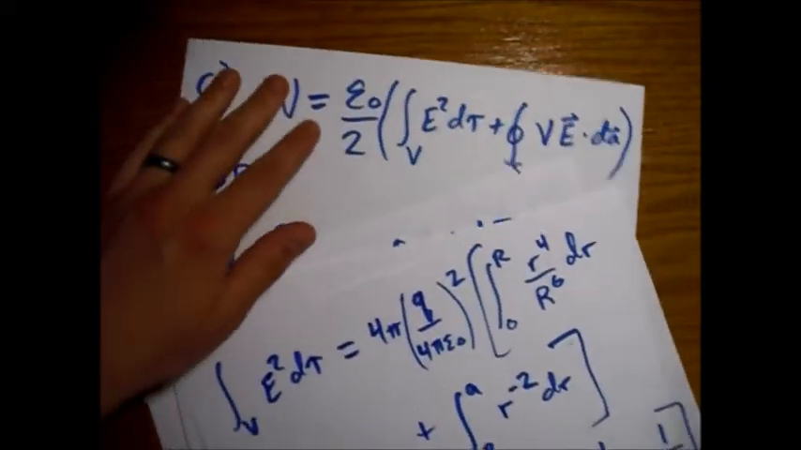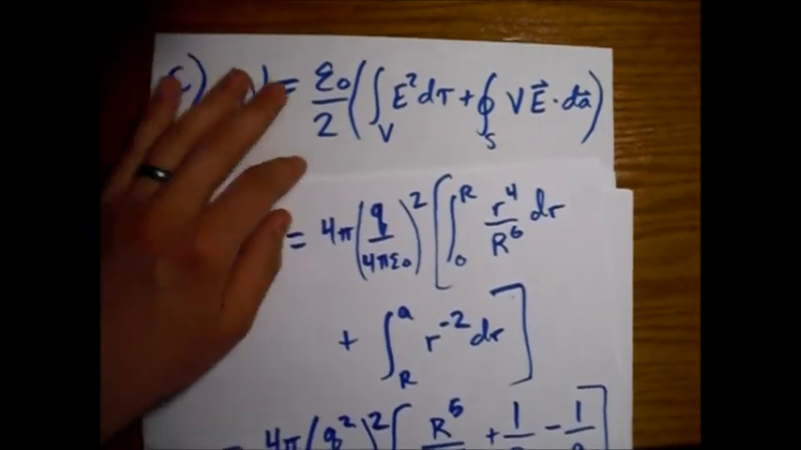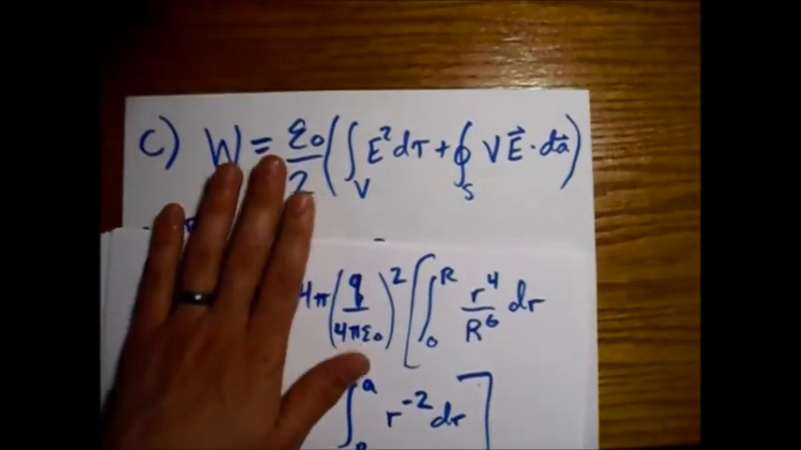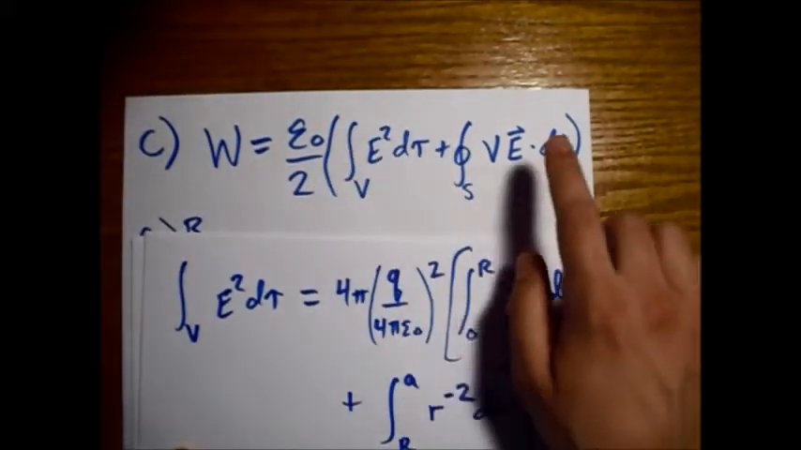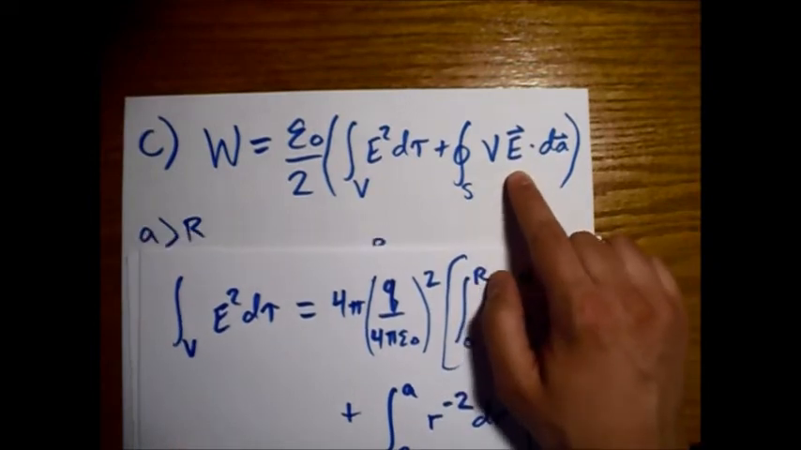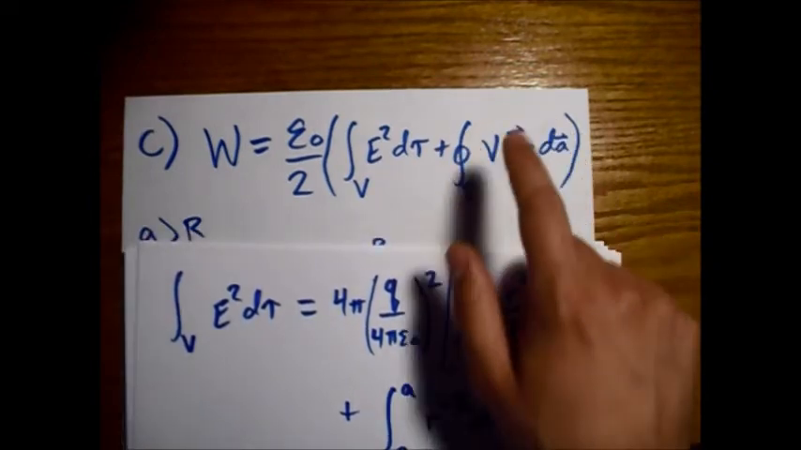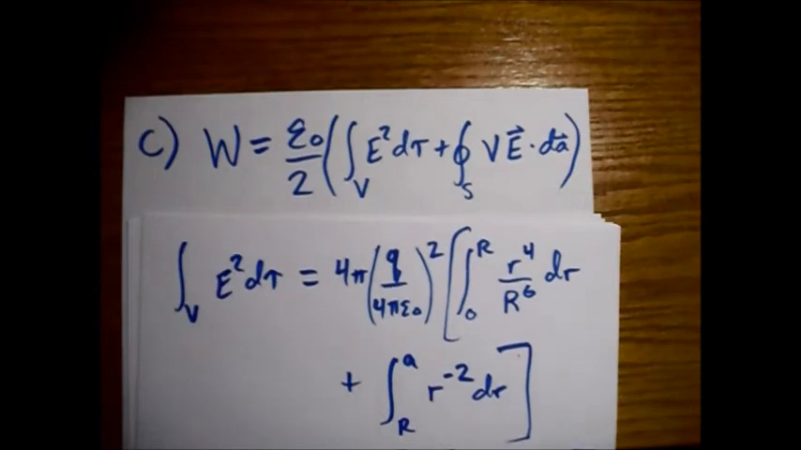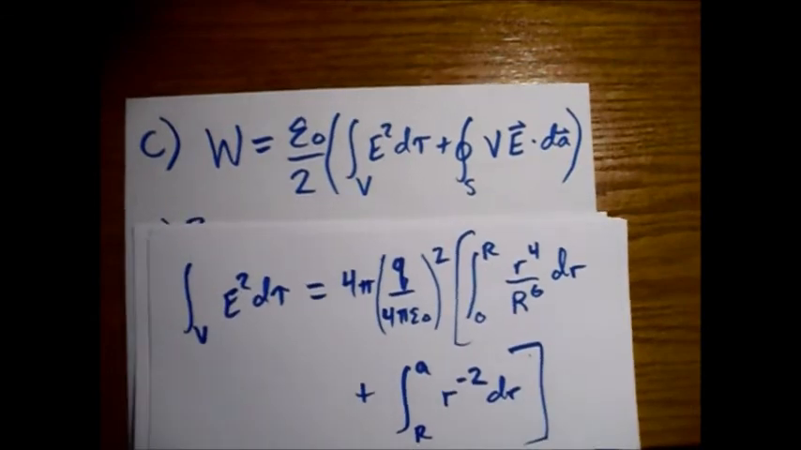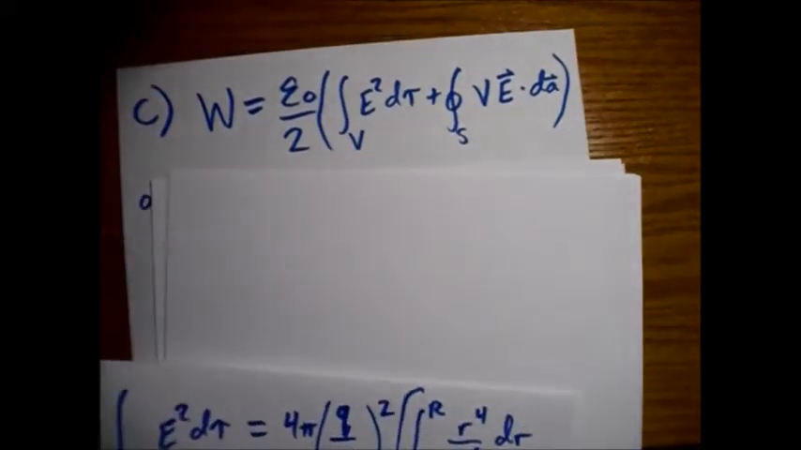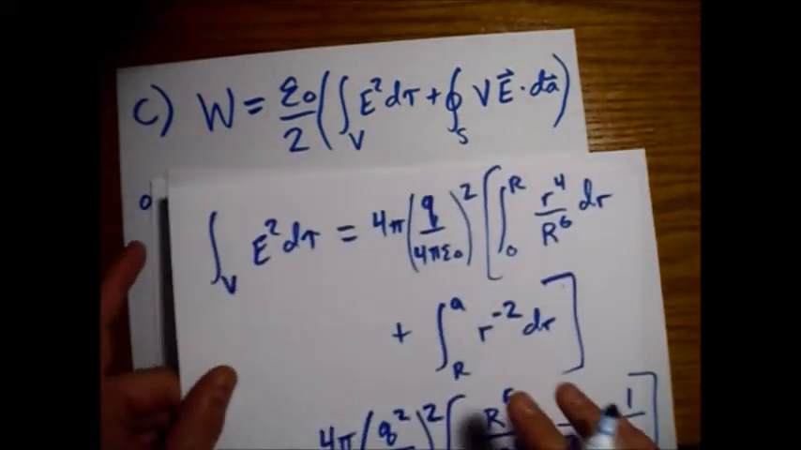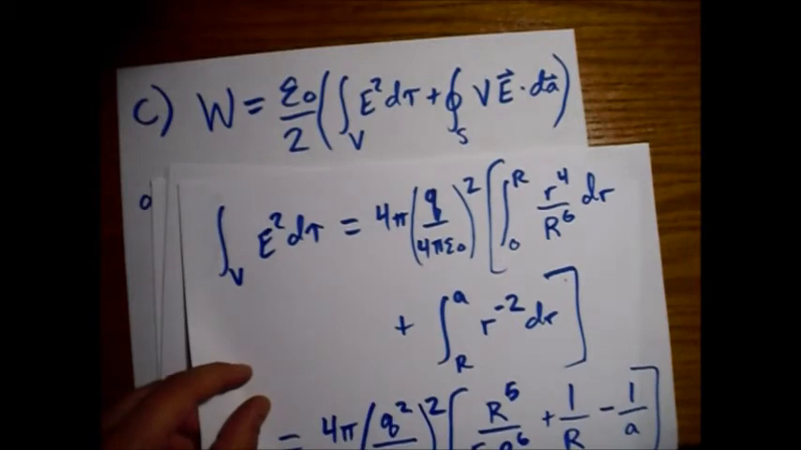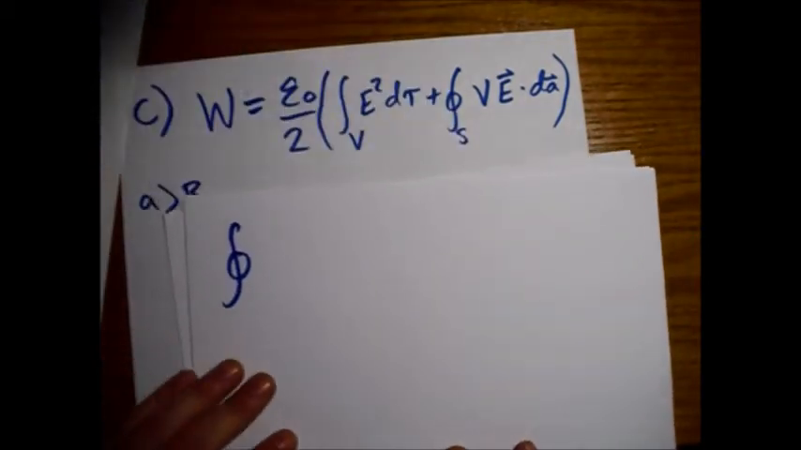So what we were looking at was the total energy of this charge configuration, which was this integral, but there's also this surface integral. So now let's do this surface integral. It's not as bad as it looks. We have a couple of tricks we can use. I'm going to put this volume integral off to the side for now.